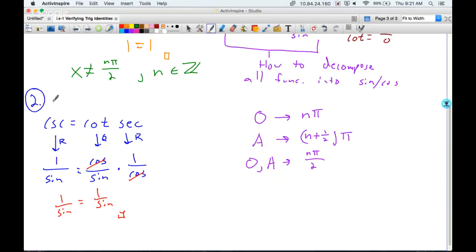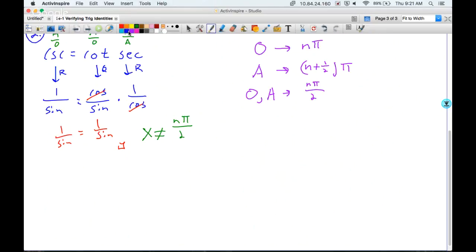Let's copy in the correct ratios now. So we got hypotenuse over opposite, adjacent over opposite, hypotenuse over adjacent. We got both types. So x cannot equal n pi over 2. And that's all the work needed for number 2. Number 3. This is a good one.